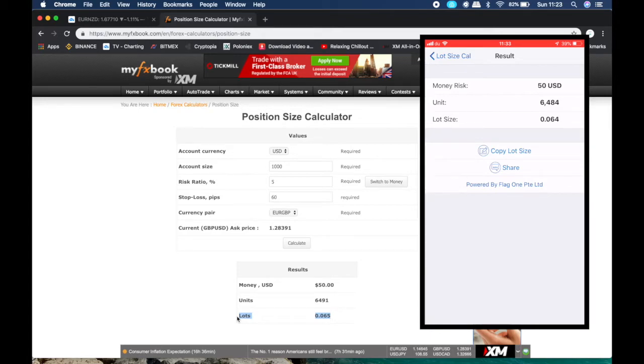Okay, so just make sure that you do this every single time that you are trading, just to ensure that you're not adding too much risk and having too much exposure to specific trades.